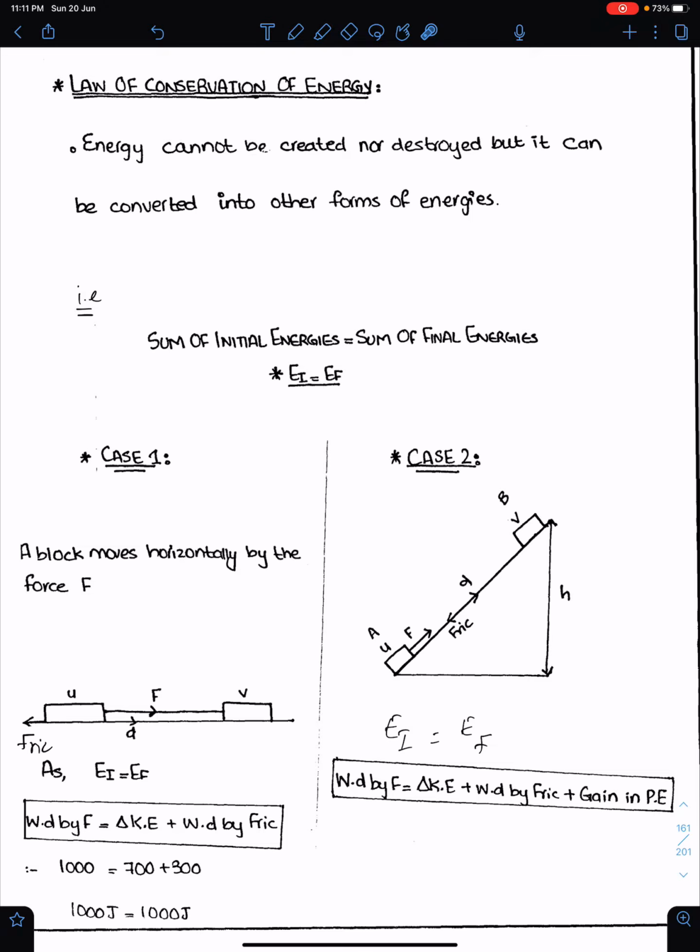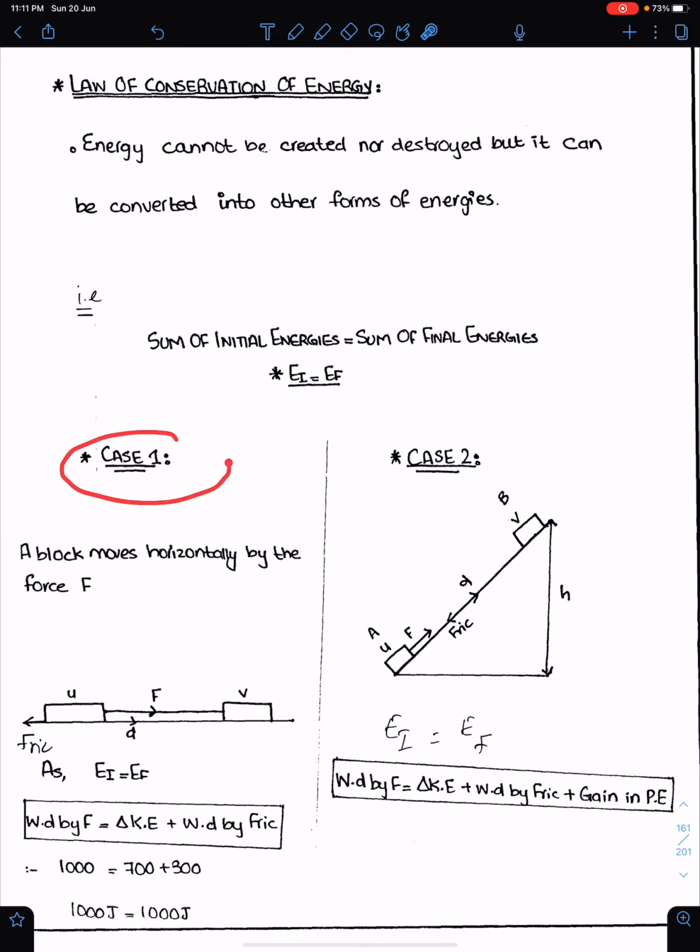In this lecture, I will discuss the leftover concepts of energy. Law of conservation of energy: energy cannot be created nor destroyed, but it can be converted into other forms of energies. Like sum of initial energies is equal to sum of final energies. EI means sum of initial energies and EF means sum of final energies.